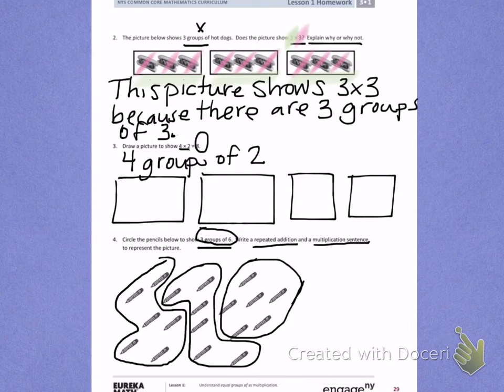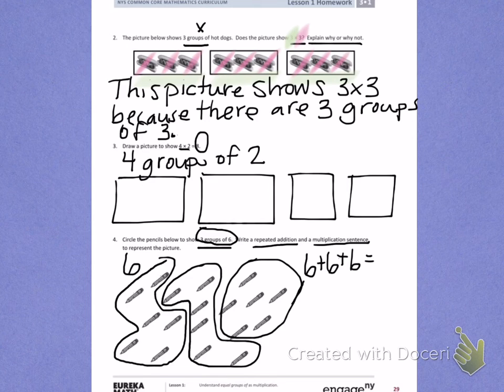When I look at this picture for my repeated addition problem, the number I see repeated is 6. I have 6 pencils in my first group, 6 pencils in my second group, and 6 pencils in my third group. So I'm going to write 6 plus 6 plus 6. Now I need to figure out how many pencils that is altogether.